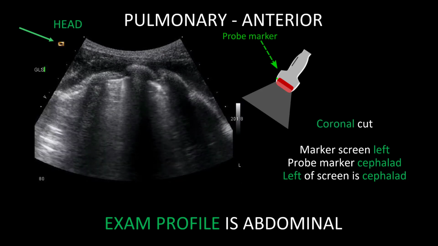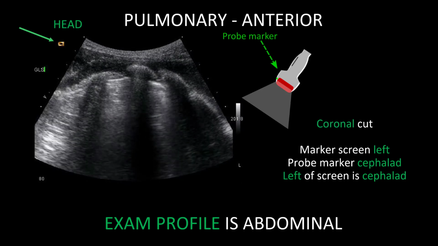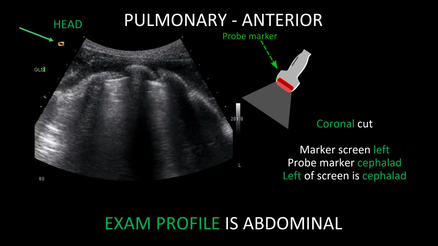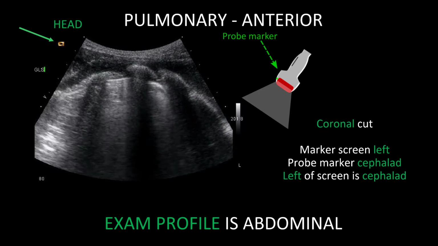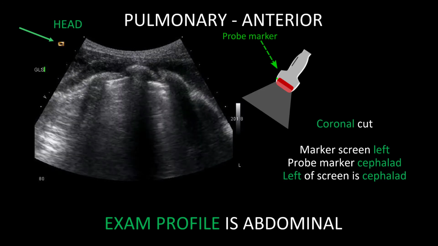The pulmonary orientation is generally going to be a coronal cut. The probe marker should be directed towards the head of the patient. The screen marker will be by convention on the left, as the machine should be in the abdominal setting.